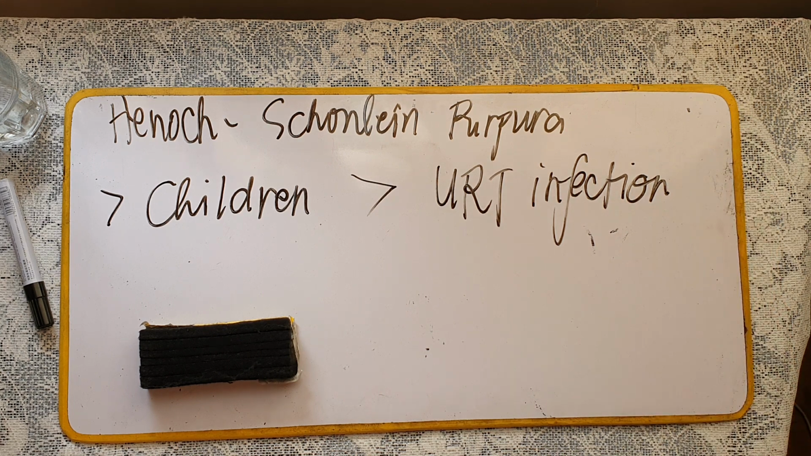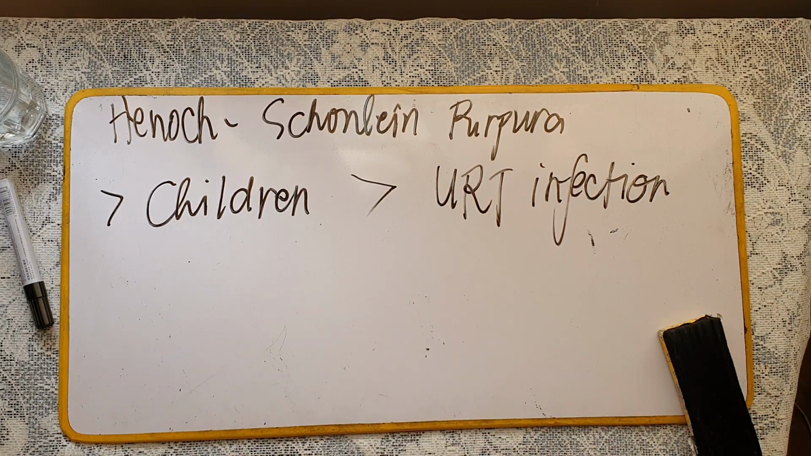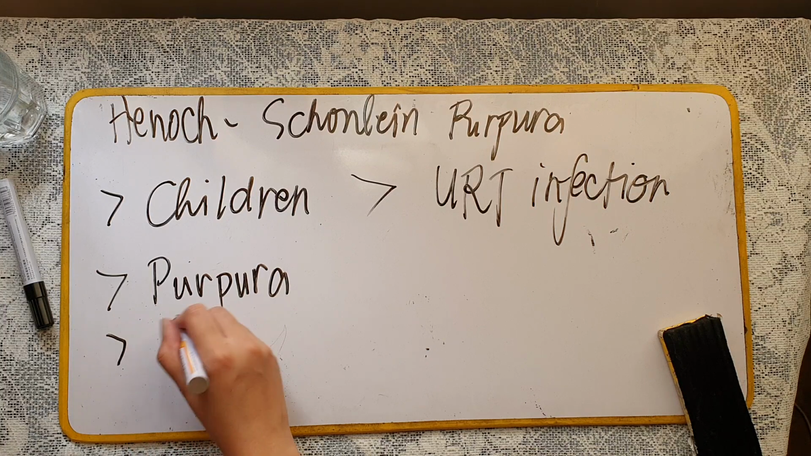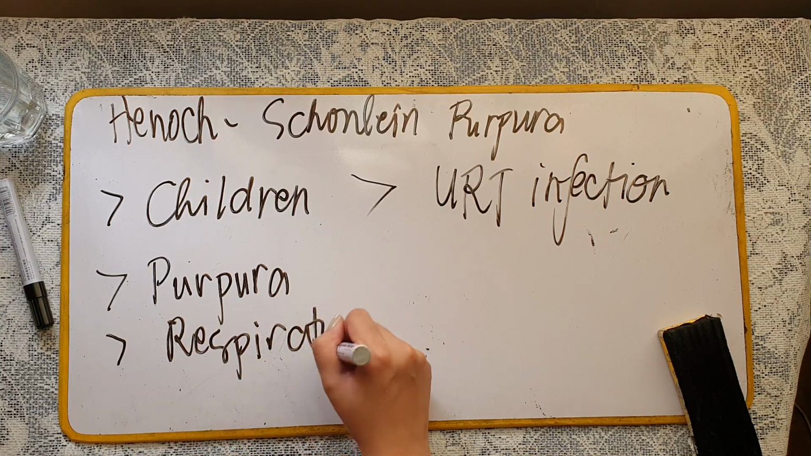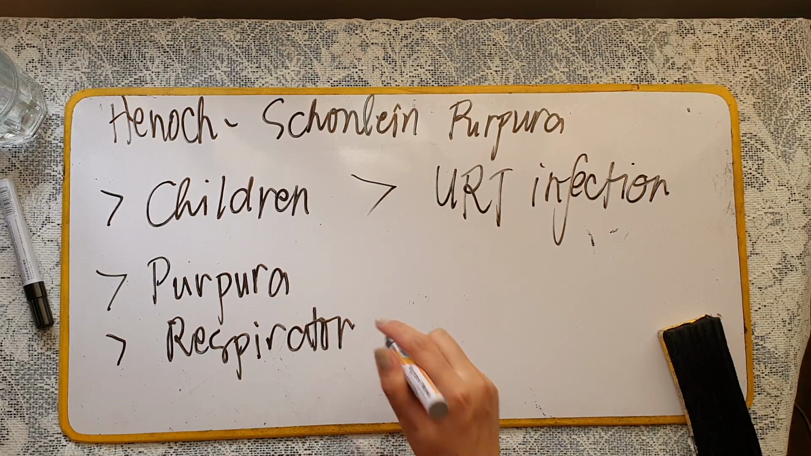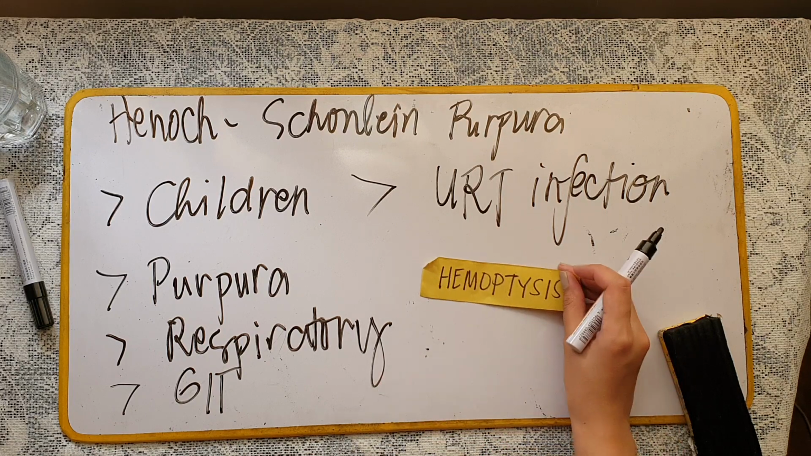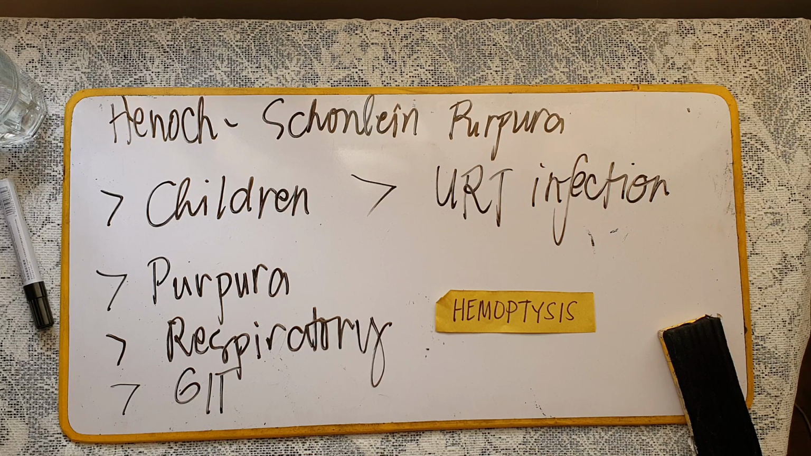Our patient will later on develop into Henoch-Schönlein purpura. The initial symptoms include the appearance of purpura, respiratory and GIT symptoms. I'm sure you're very familiar with this topic, because Henoch-Schönlein purpura is in Hematology 2. The respiratory symptoms may include hemoptysis. The patient can suffer from hemoptysis.